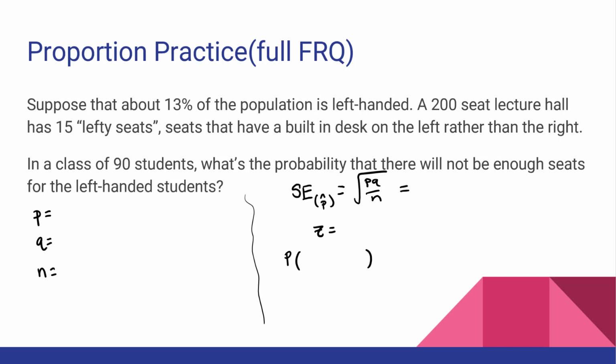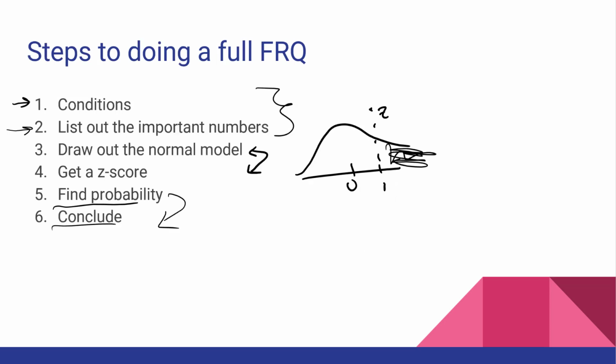A 200-seat lecture hall has 15 lefty seats, so these are the seats that have the built-in desk on the left rather than the right. And in a class of 90 students, what is the probability that there will not be enough seats for the left-handed students? I skipped the first step because that would take a lot of writing, but let's just say we already finished the conditions, and this is good practice for you if you want a review on how to do this. I will put a full answer up in the description box.